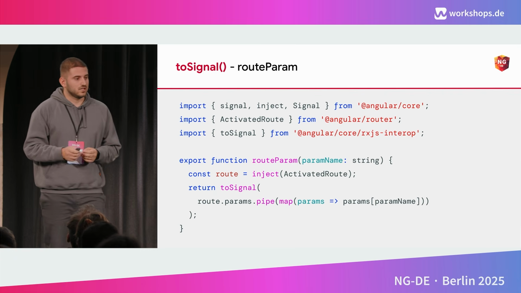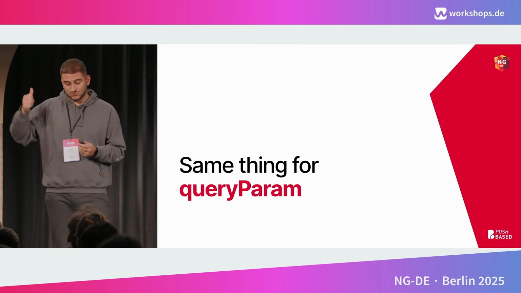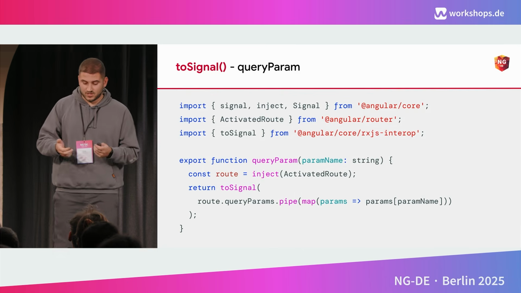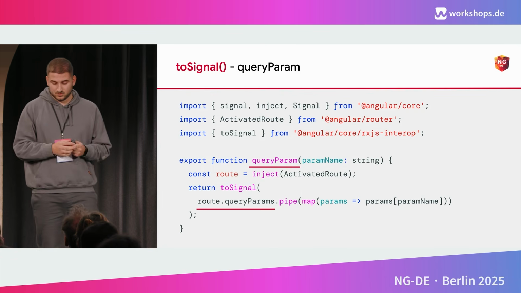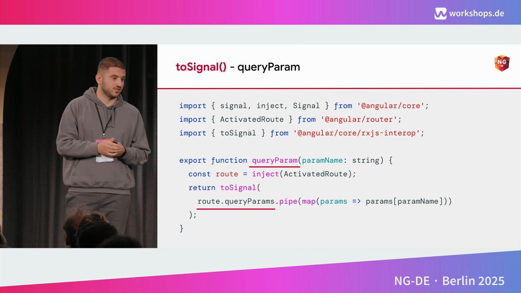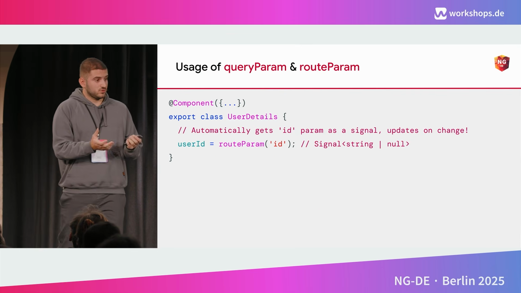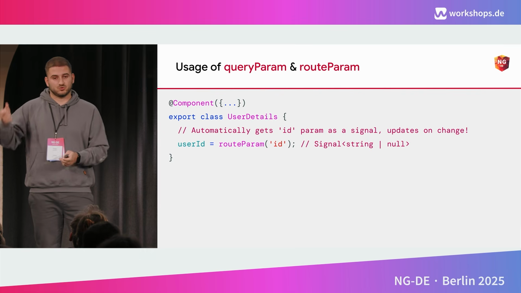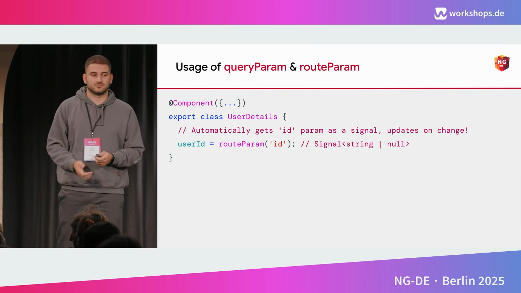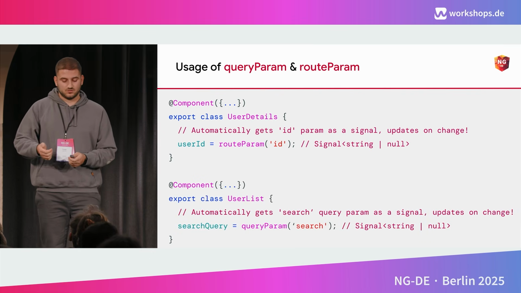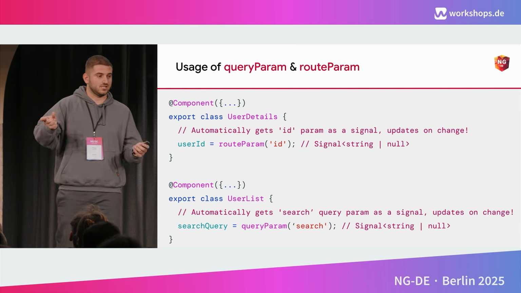And that's it. Now, what we can do is the same thing for query param. So we have toSignal, and instead of params, we use the queryParams field inside that ActivatedRoute. And in order to use it, we just say userId = routeParam, and we give the param key that we care about. Same thing for search query. We call queryParam, and that's it. Now we have a signal.